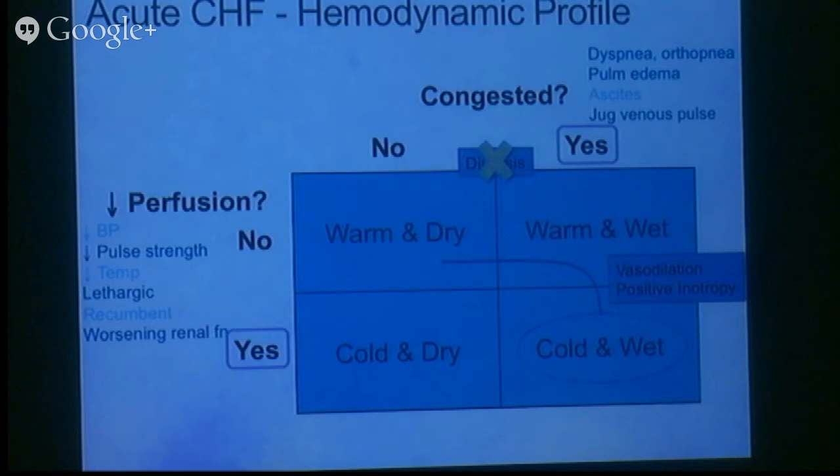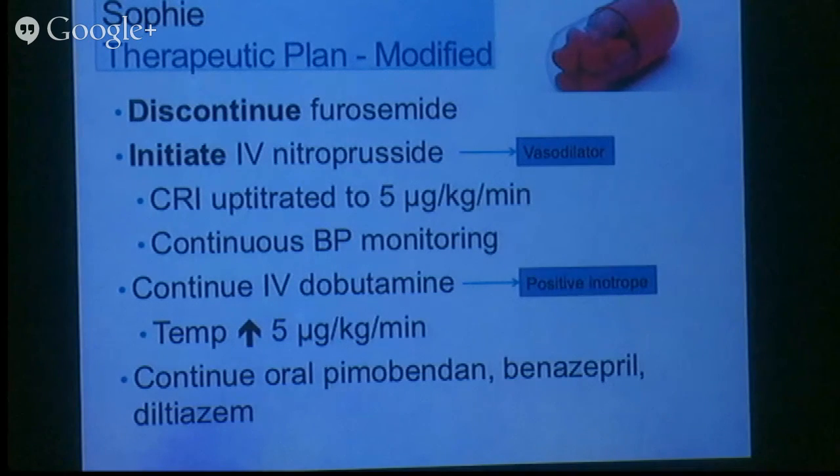So we did something pretty drastic. We actually discontinued her furosemide altogether for 24 hours. We initiated our potent arterial vasodilator, nitroprusside. And we up-titrated her actually to the maximum dose, which she tolerated. So we monitored her blood pressure continuously. And in the face of that weakened contractility, and with that potent vasodilator on board, her blood pressure stayed normal. So we were hopefully reducing her vascular resistance and maintaining normal blood pressure in the face of being able to improve her forward flow.